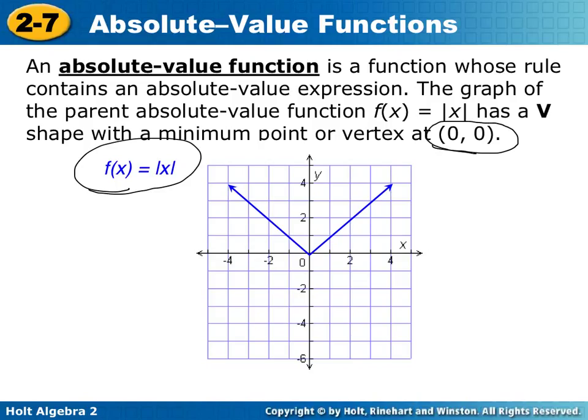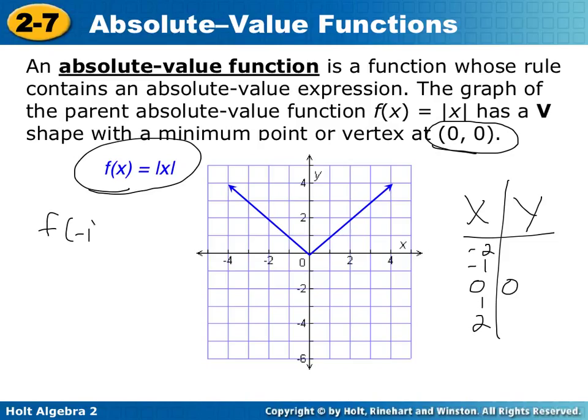And then from there we basically make a t-chart, put the vertex in the middle, and then you pick two numbers below and two numbers above the vertex for the x's, and you plug in the values to find the y's. So we would have f of -1 equals the absolute value of -1, which is +1. You can see the point (-1, 1). And then we have f of -2 equals the absolute value of -2, which would be +2. So we have the point (-2, 2). And you can see those are on the lines.